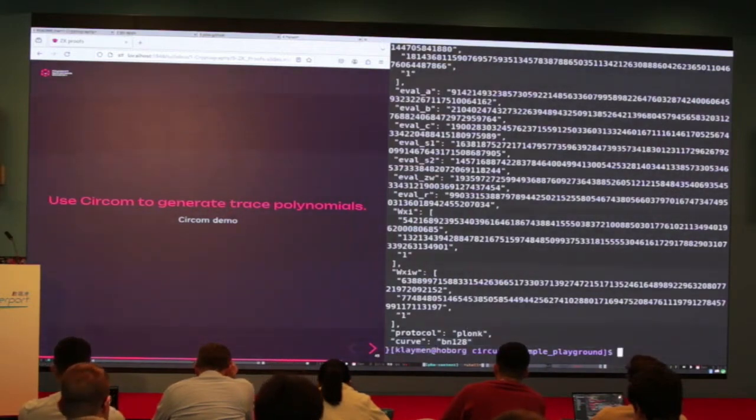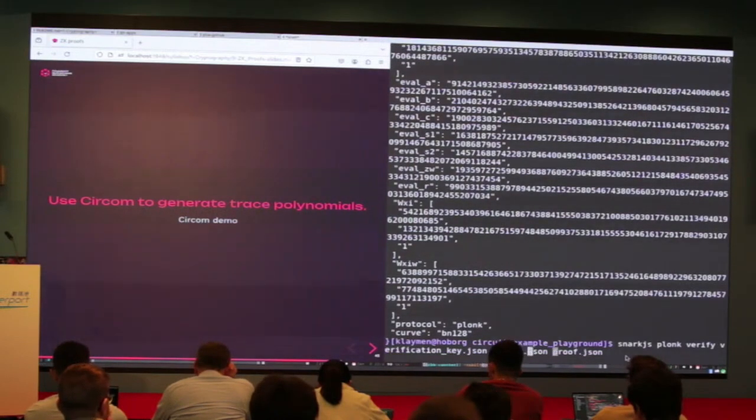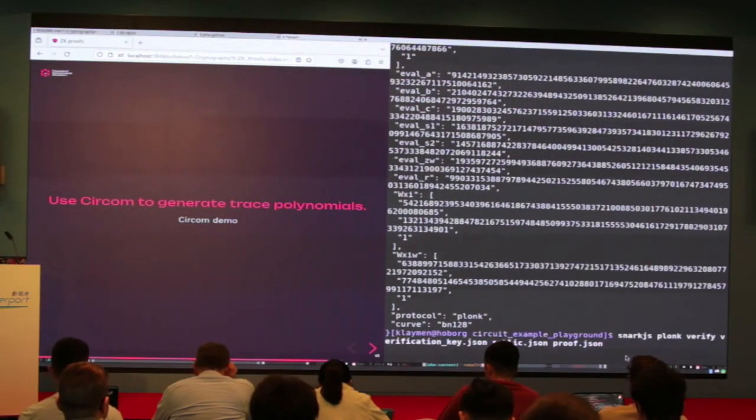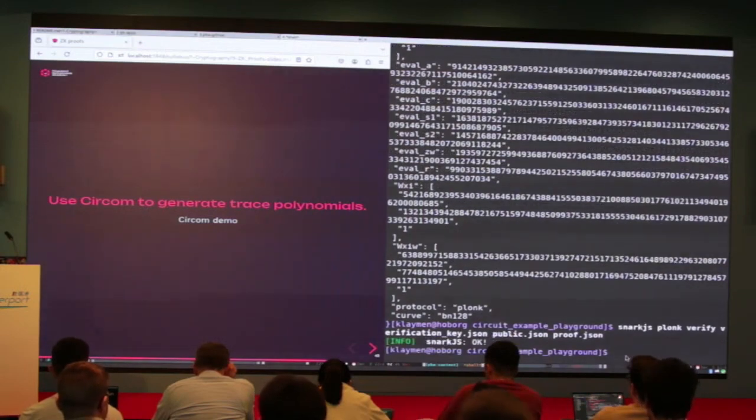And then I can run a verifier to verify the proof, to say if actually I have the secret R and S, that you multiply them together and you get 21. So snarkjs plonk verify using the verification key. Public JSON is empty and the proof JSON is what you saw there. And it returns okay.